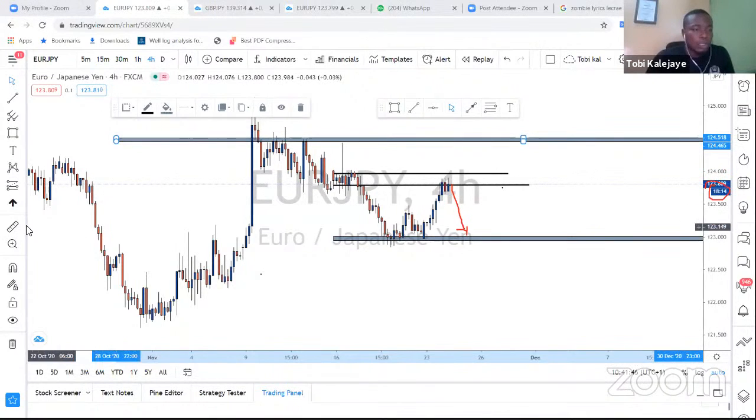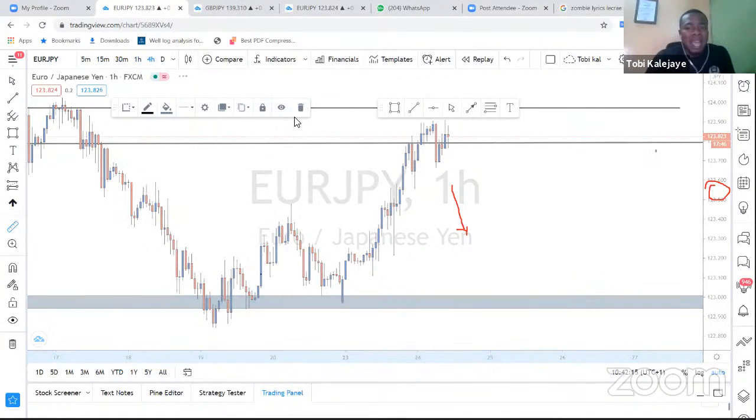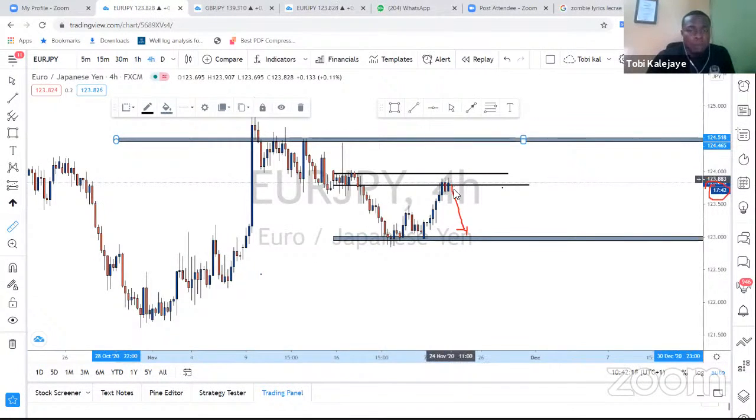Let me show you what the potential for the sell will look like. If the candle closes beneath this level and then maybe on H1 gives me a bearish candle like it's doing, you can see what I'm saying now. It's already trying to create a bearish candle, but I want this bearish candle to close beneath this level, whatever time frame it is. Once that happens, I'm going to take a sell.